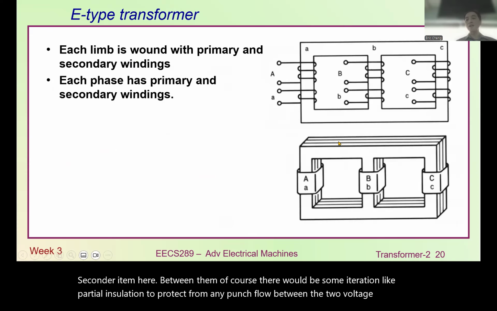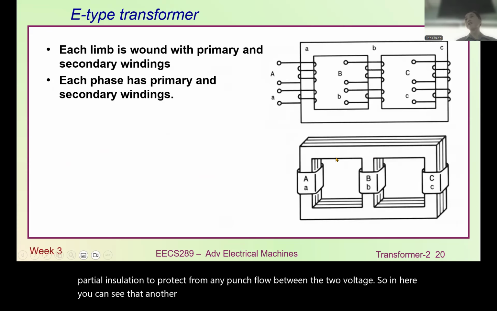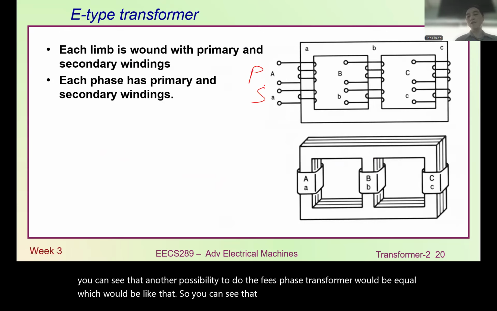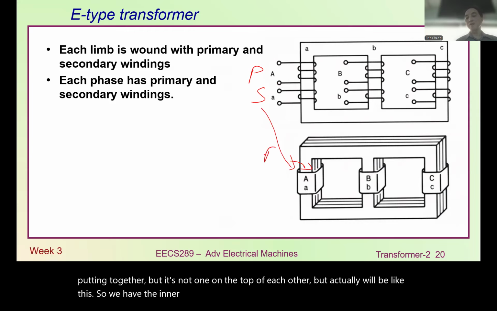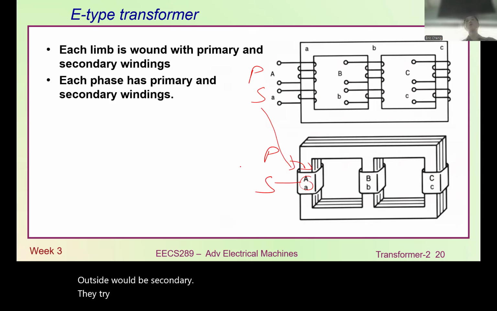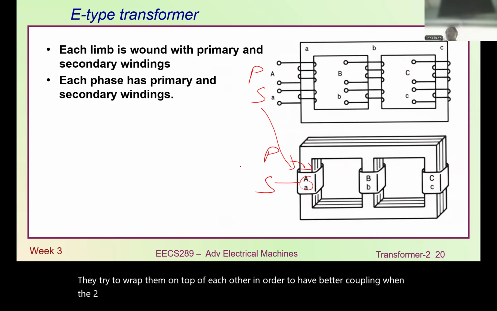Here you can see that another possibility for the three-phase transformer is the E-core, which will be like that. You can see that the primary and secondary are all put together, but not one on top of the other; actually it will be like this. So we have the inner winding, usually the primary, and the outer winding will be the secondary. They try to wrap them on top of each other in order to have better coupling. When the two windings are closely together, the coupling will be much better.